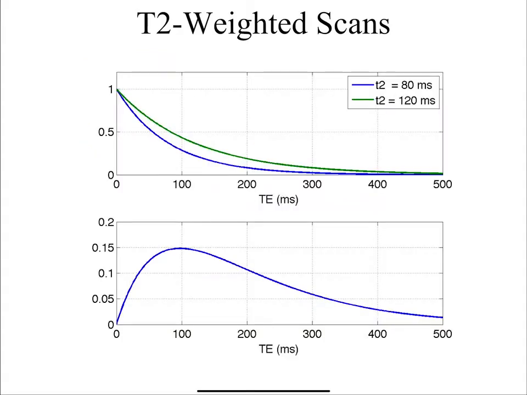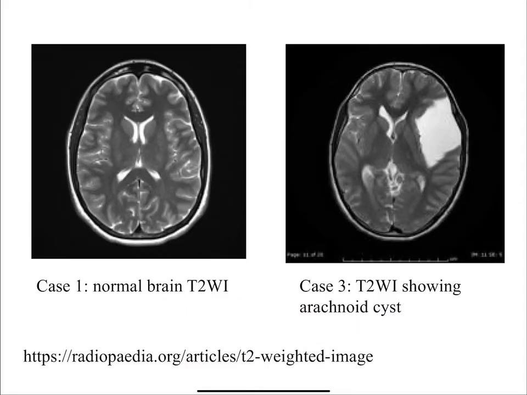And so once again, if I have two tissues of different T2s, then the difference typically occurs at an echo time that's between the two T2 values. All right. And finally, these are T2 weighted scans. So normal brain on the left and someone with a cyst. And the cyst here is clearly filled with a lot of fluid. Okay? And remember, fluids have very long T2s.